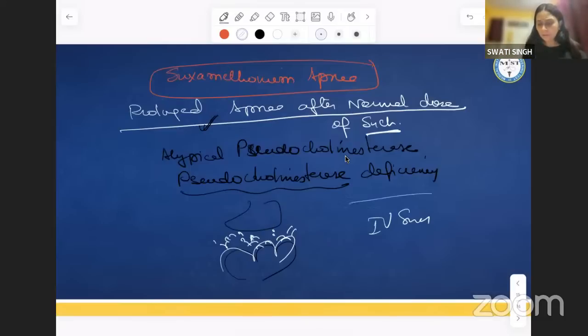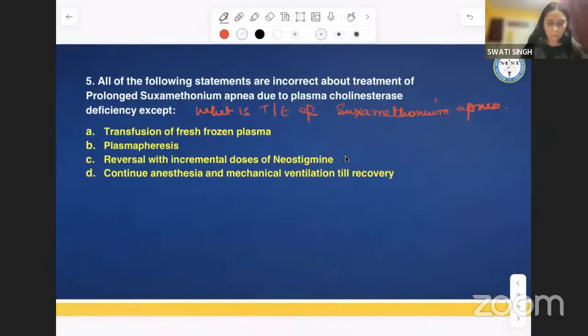If you try to give fresh frozen plasma or do a plasmapheresis, you are targeting plasma. But the drug is now no longer in plasma. It has escaped plasma and reached the neuromuscular junction. So as long as the drug is having its effect, we need to ventilate. So the primary treatment of Suxamethonium apnea is positive pressure ventilation.